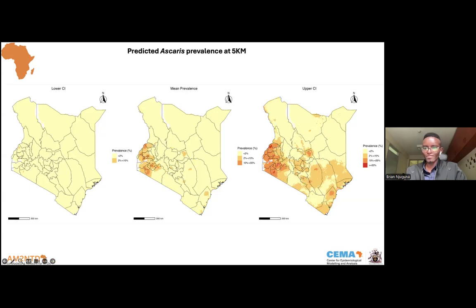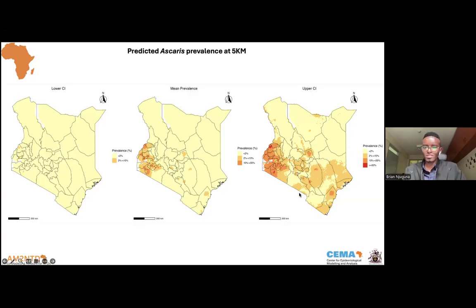For Ascaris, we observed that this prevalence was something that is coming up in my screen. Just a moment, that is quite disturbing. Why is this coming up? Okay. So as that's been checked, we can continue.